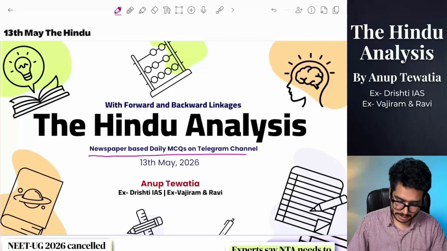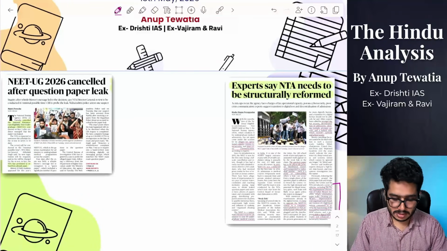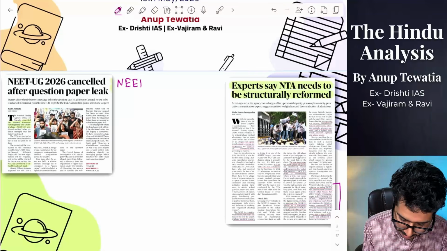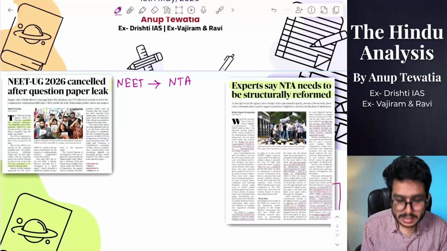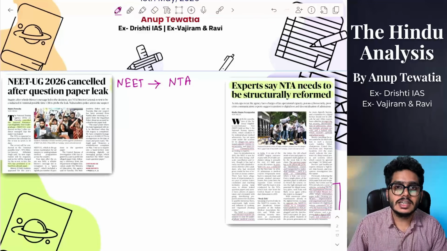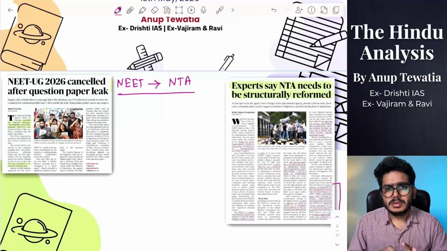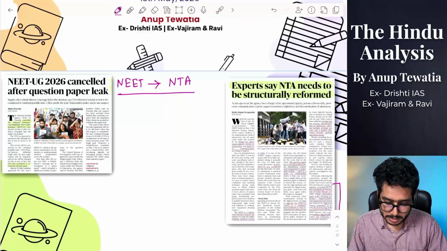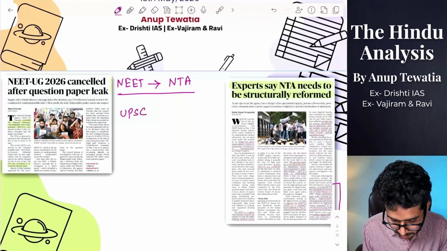So let's just begin. First of all, the prominent news in the newspaper today is about the NEET exam that is conducted by the NTA, the National Testing Agency. There is news that there was a paper leak and that is why the NTA has decided to cancel the paper. But how is it relevant for UPSC preparation?